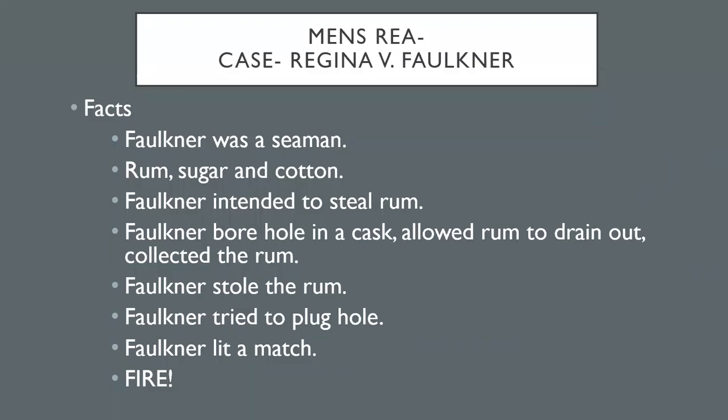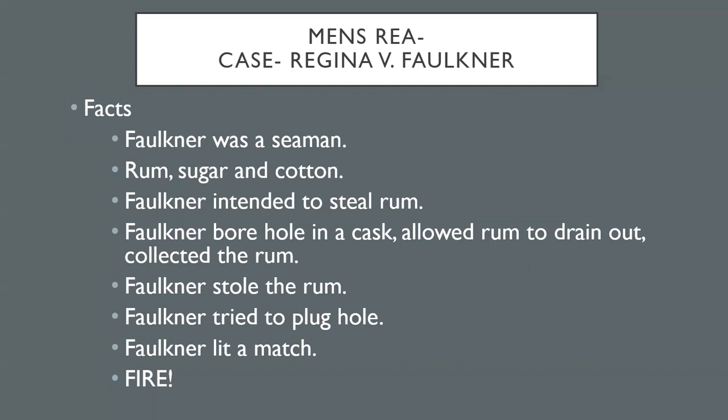All right, let's jump in and let's answer the question. What are some of the key facts of Faulkner? Faulkner is a seaman. He's on a ship. They're at sea. The ship has cargo. Some of the cargo includes rum, sugar, cotton. Faulkner intends to steal the rum. His mental process, his guilty mind, is saying, I'm going to steal this rum, okay? I know it's not mine. I know it belongs to someone else. I know that taking from someone else without their permission is a crime, and dag nabbit, I'm gonna do it anyway.